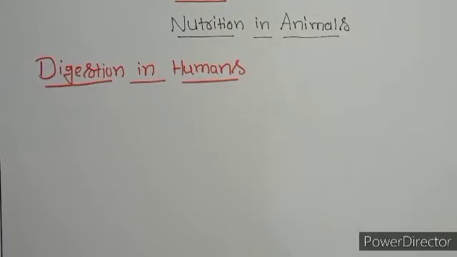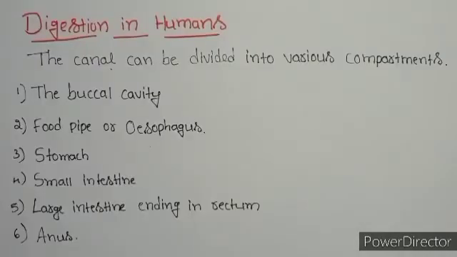Have you ever wondered what happens to the food inside the body? The food passes through a continuous canal, which begins at the mouth and ends at the anus. The canal can be divided into various compartments: the buccal cavity, food pipe or esophagus, stomach, small intestine, large intestine ending in rectum, and anus. These are the various compartments of the human digestive system.